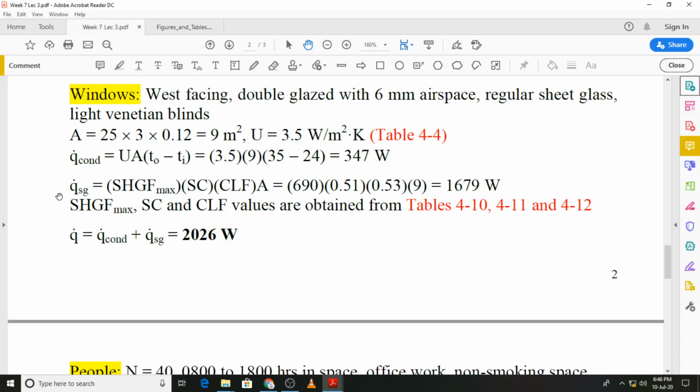The equation is given to us, which requires us to find out the value of the maximum solar heat gain factor, then the shading coefficient, and the cooling load factor. Area of the window, of course, we already have worked out. So these three values, that is maximum SHGF, the shading coefficient, and the cooling load factor, will be obtained from tables 4-10, 4-11 and 4-12 respectively. You can see that those values are 690, 0.51 and 0.53, and once again we will go to the tables and see how these values are obtained.